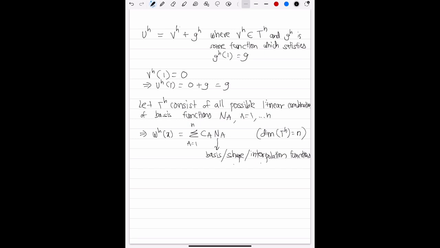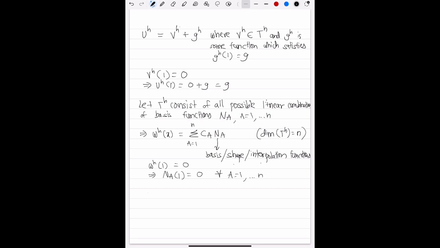The other thing is that we already know that by definition, wh at x equal to 1 has to be equal to 0. And since wh is arbitrary, the cA's are also arbitrary. And so this relation essentially implies that the function Na at x equal to 1 also has to be 0 for all values of a equal to 1 all the way to n. So this is another property of the basis function that we are already aware of.